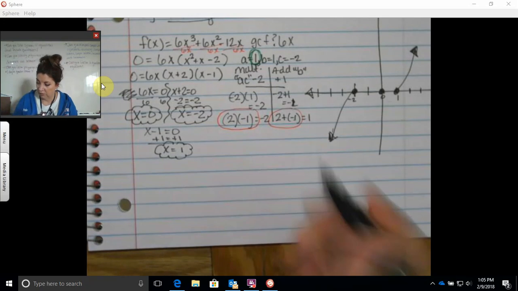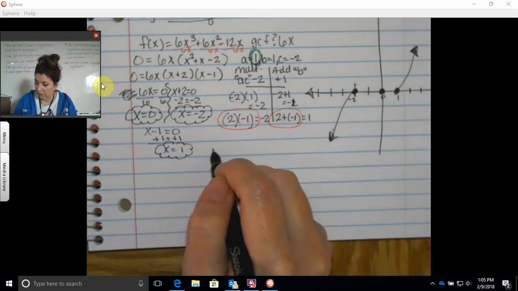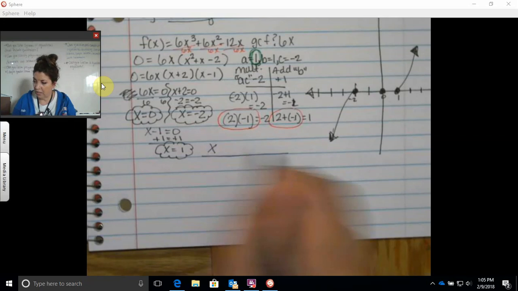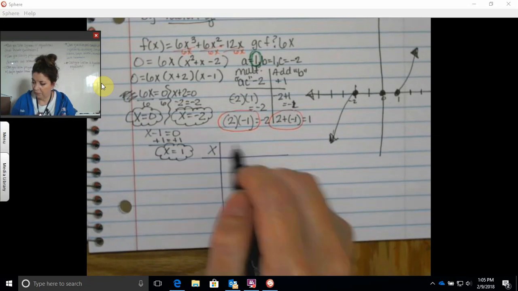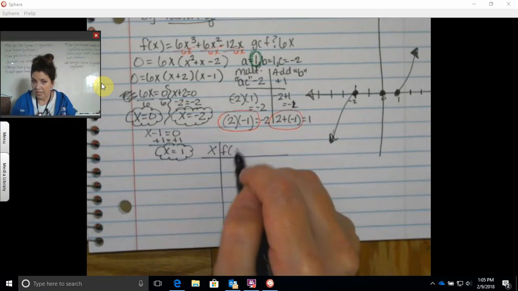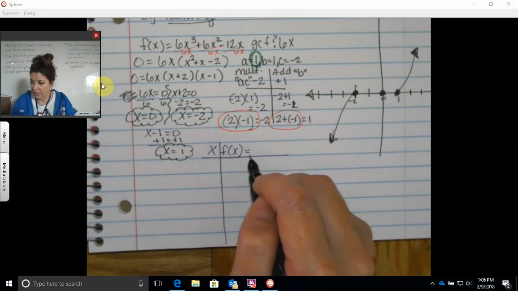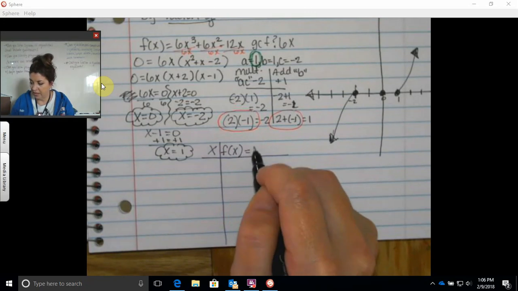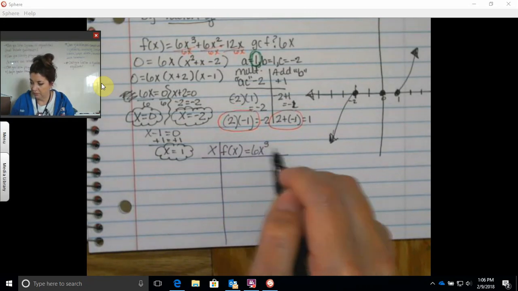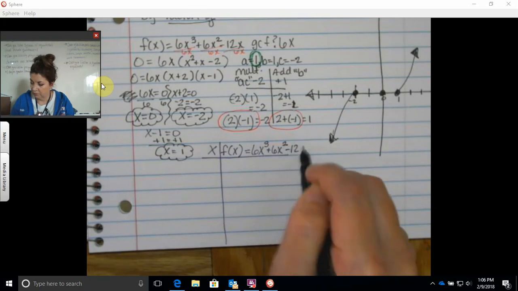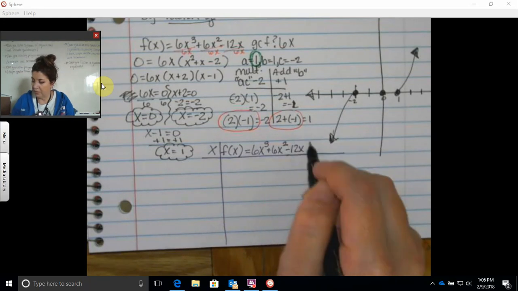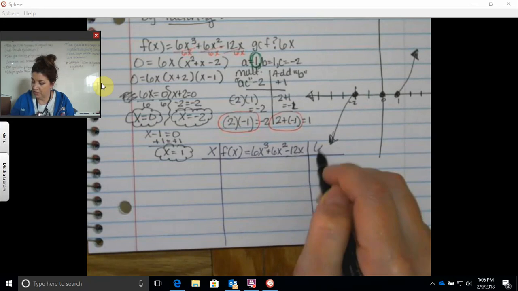So, I'm going to start with -1. And I'm just going to be quiet for this because it's just basic math. But again, because of those exponents, be careful of your order of operations.